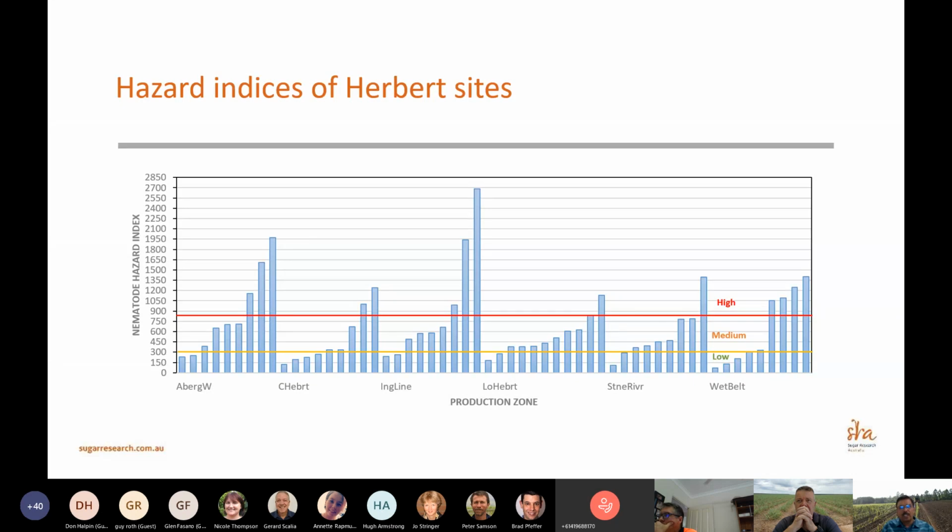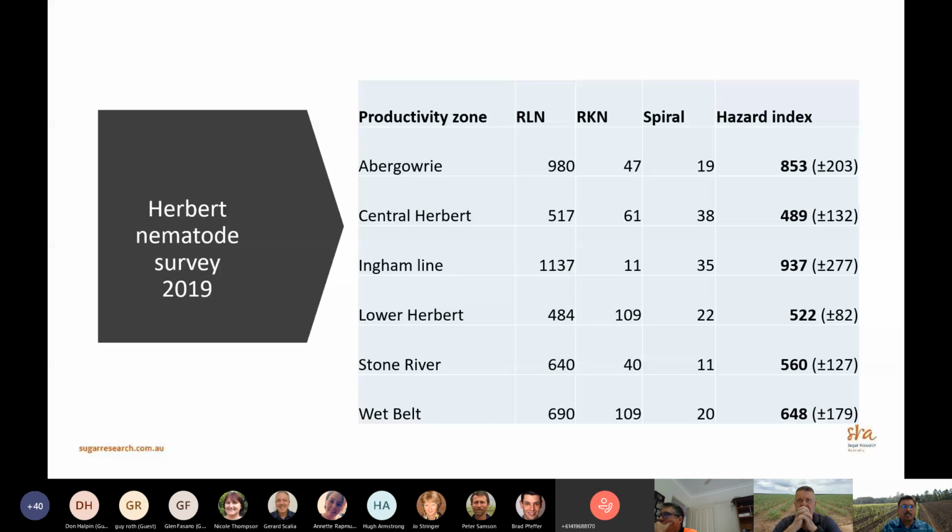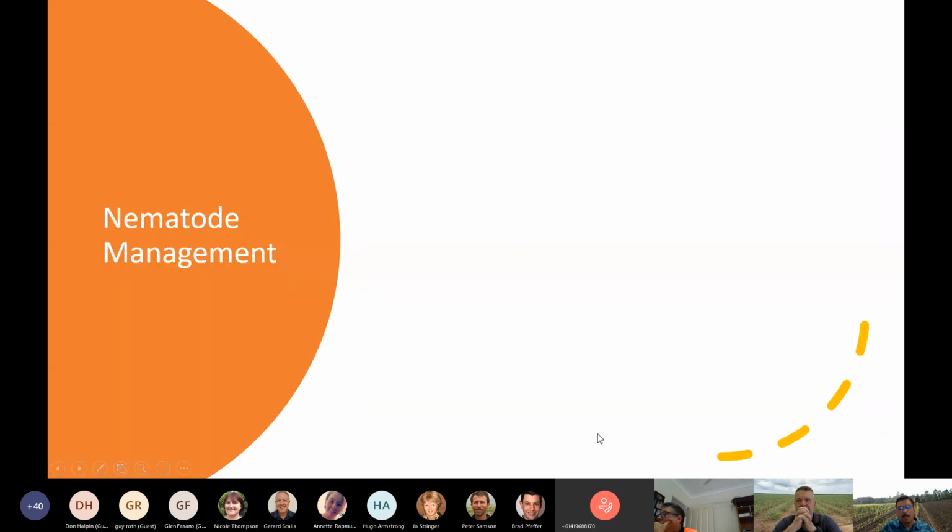You can see that the hazard index is within medium to high. But if you look at the actual nematodes, for example in Harwood, you can see the main reason the hazard index is very high is because the root lesion nematode is very high in numbers. So they are already in damaging numbers in almost every field. So we have this problem. We have re-established again that nematode is a problem in our surveyed area. And then what can we do about that?